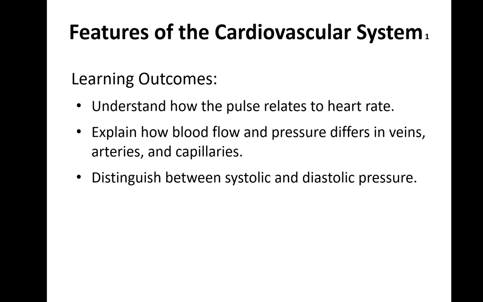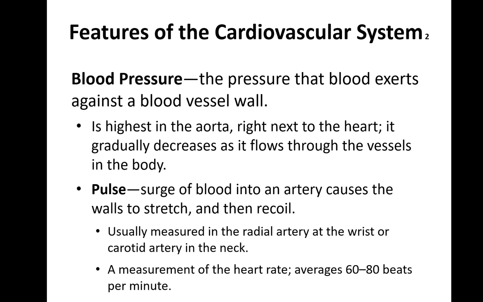Features of the cardiovascular system. Learning outcomes are: understand how the pulse relates to the heart rate, explain how blood flow and pressure differ in veins, arteries, and capillaries, and distinguish between the systolic and diastolic pressure. When the left ventricle contracts, a surge of blood flows through the arteries. Blood pressure is highest in the aorta and lowest inside the superior and inferior vena cava.